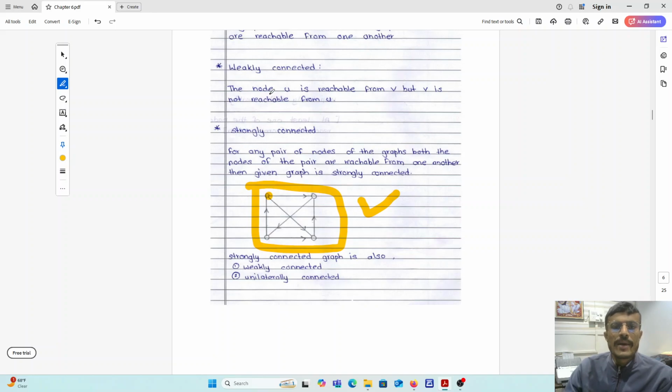Now, what is meant by a weakly connected graph? So the node U is reachable from V, but V is not reachable from U. Meaning, you can reach from U to V. You can reach from one node to another node.